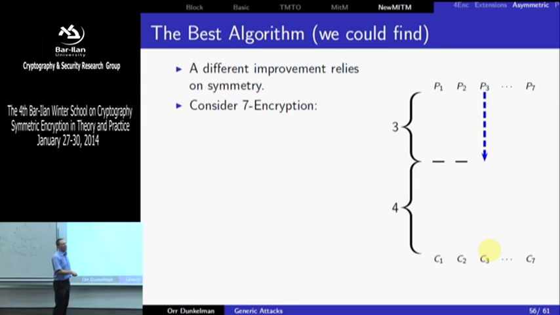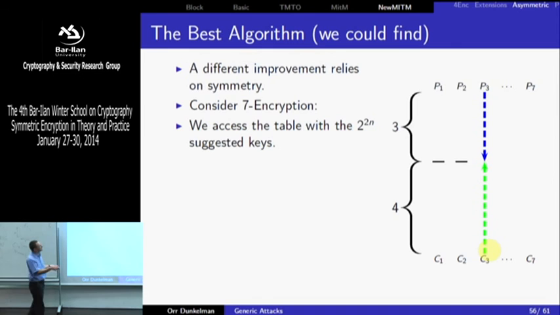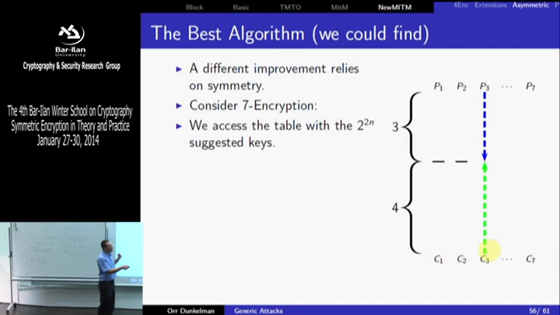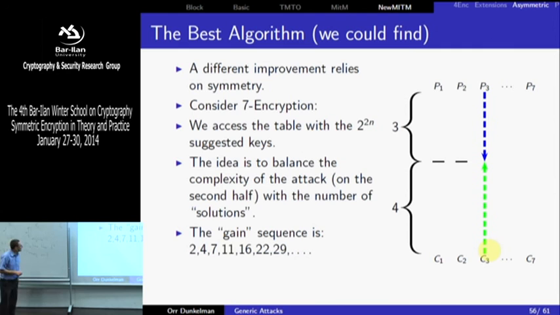Now, I will run the same 2 to the 2n attack here. It will leave me 2 to the n keys. So what? I will take these 2 to the n keys and I will go back with them into the table. And by breaking it unevenly, the time complexity, as you can see, doesn't change. For every guess of these two values, I had 2 to the 2n here, 2 to the 2n here. And the additional memory accesses, who cares? It's 2 to the 2n. And the gain sequence is sufficiently better, or significantly better, actually.